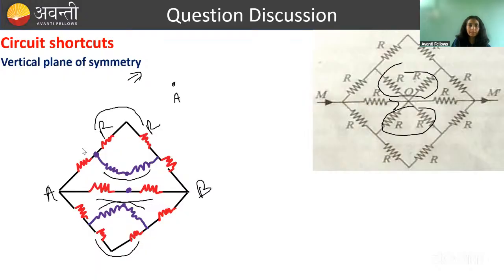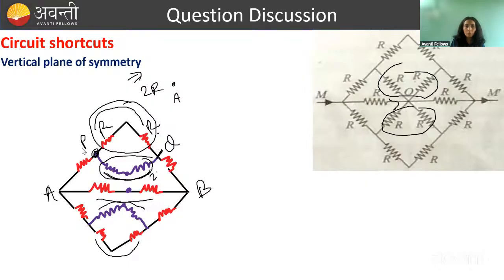How are you breaking the circuit? These two become 2r. I can directly do it like this: look, r and r become 2r. These are 2r, they are in series. And this 2r and this 2r are in parallel, right? Because if you call this point P and this point Q, along PQ the potential difference across this 2r and across this 2r is the same. So this 2r and this 2r are in parallel, and 2r and 2r in parallel will become what?